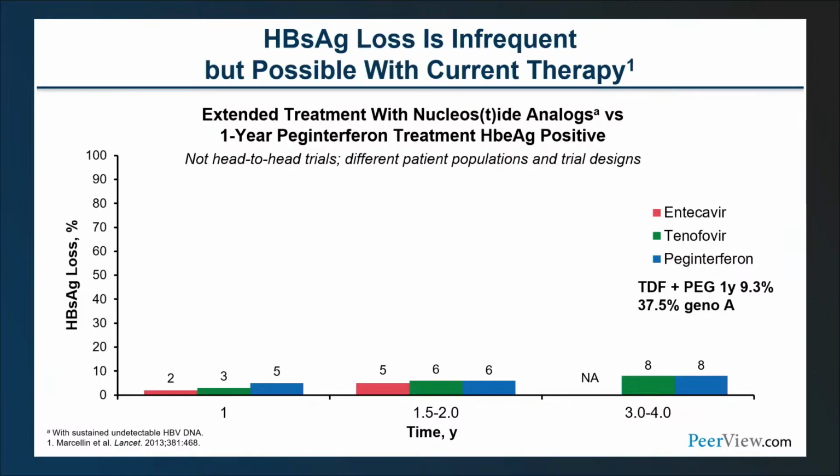How often do we meet that surface antigen loss? Well, it is infrequent. Even when we use pegylated interferon, it is still infrequent. And you can see here that over time, entecavir, tenofovir, and pegylated interferon really have less than 10% opportunity for surface antigen loss. So when you're talking to the patient in front of you, realistic expectations are very appropriate.